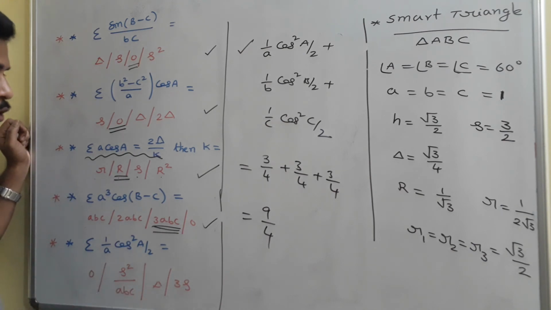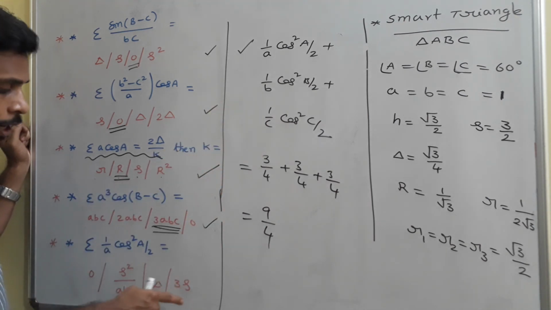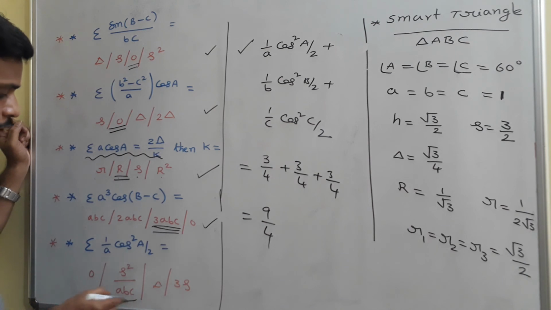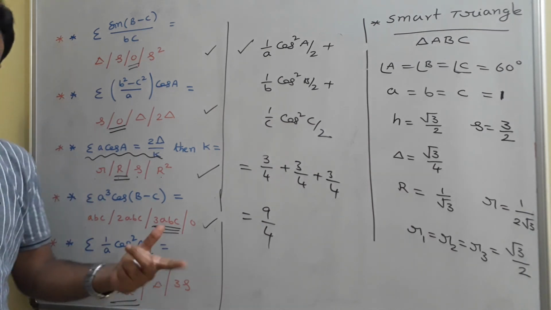0 is not your option. Delta is not your option. 3s, where s is 3 by 2, so 3 into 3 by 2 is 9 by 2. So this is also not your option. Then for sure s square by abc is your option.